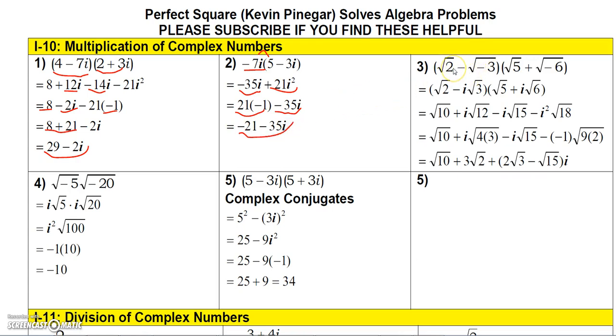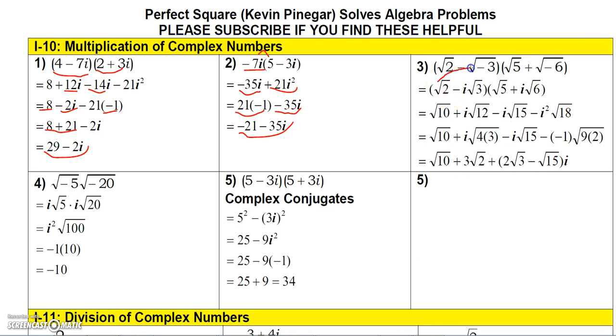Now, on this one, before I do anything, I want to simplify these radicals. I can't really do anything with the numbers in these radicals, but I can take care of the minus that's in this radical and this radical. So we know the square root of negative 3 is just i times the square root of positive 3. And we know the square root of negative 6 is just i times the square root of positive 6. So now let's do the FOIL method.